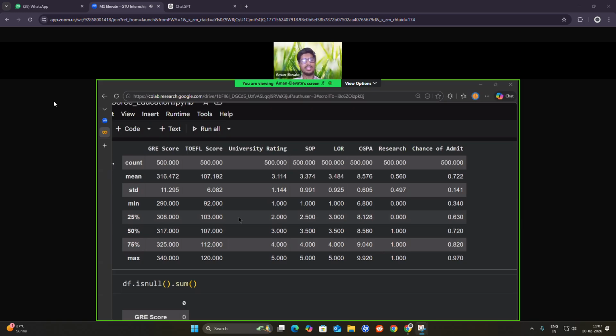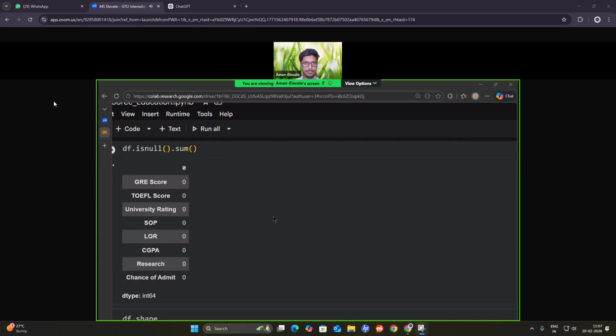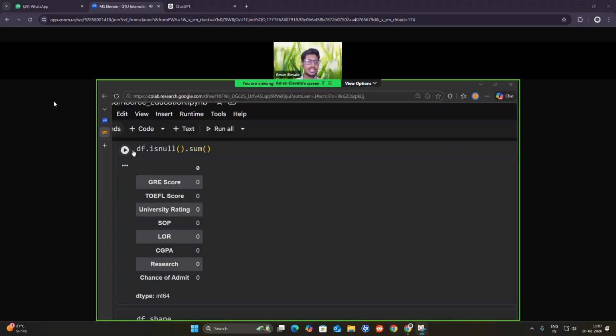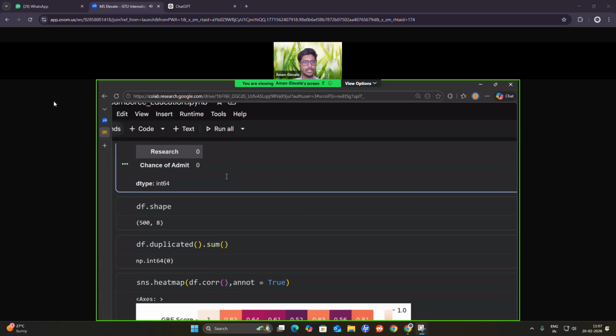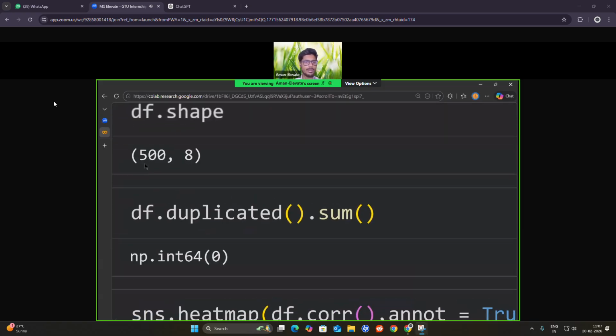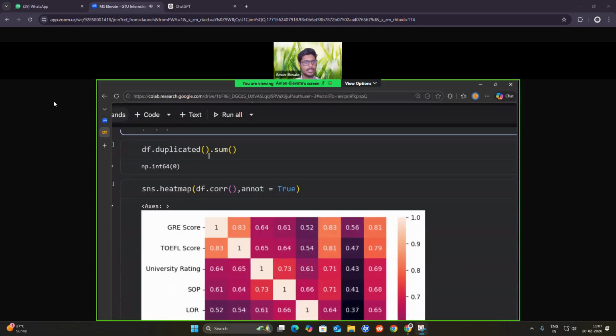Generally, in every candidate's Python file, I used to see this kind of description, but I have never seen someone actually identifying some really good insights from this. But this is actually something really important. Okay, so we have already checked that it's null-free data. The shape is 500 cross 8. Then df.duplicated. There are no duplicates.